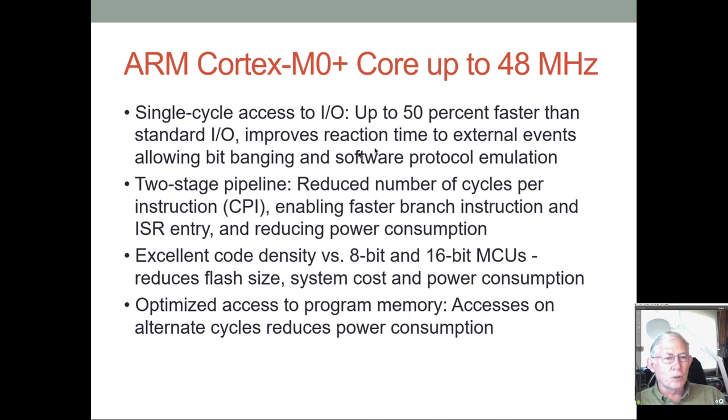We've seen a lot of this before, but it does have this fancy access to the GPIO ports, again, which I say is poorly documented and hard to use. It does have a two-stage pipeline. Does have mostly all 16-bit instructions. And this gives it pretty good code density. There are six 32-bit instructions, but the code basically is fairly compact, which is nice. And it does have the ability to optimize access to program memory. All right.